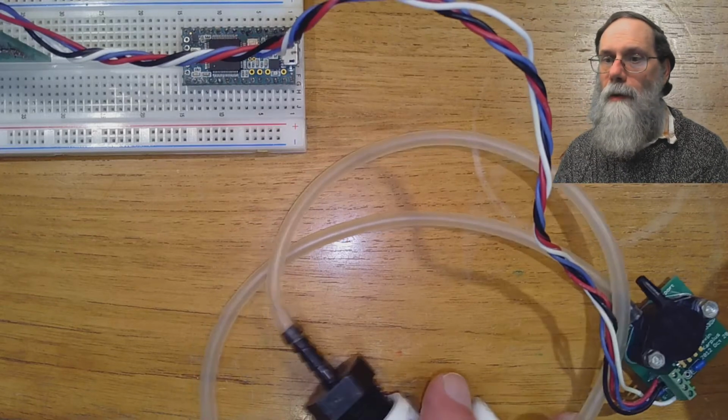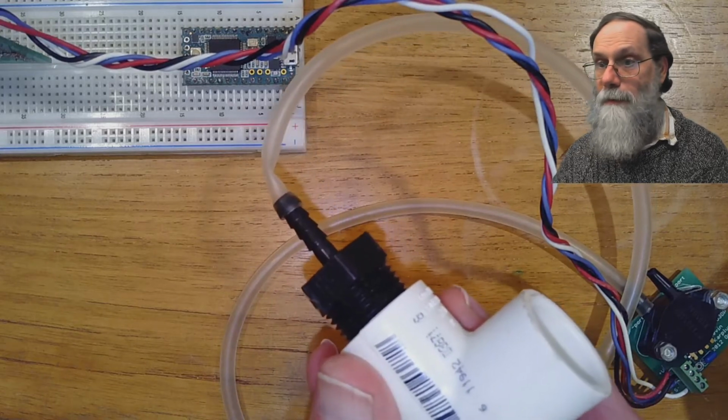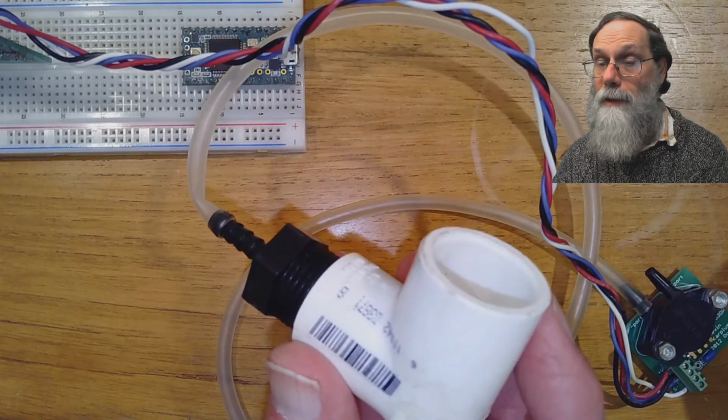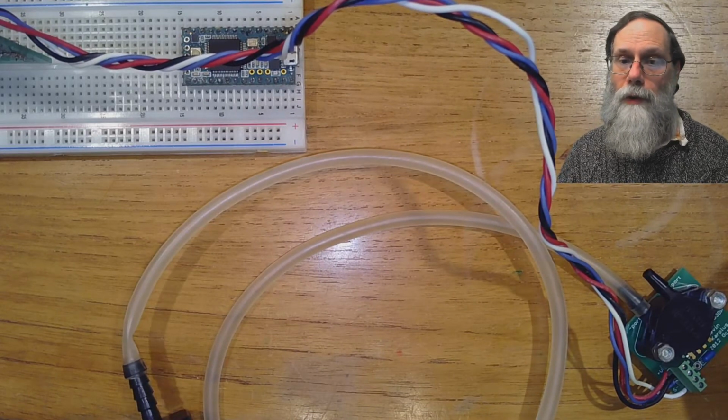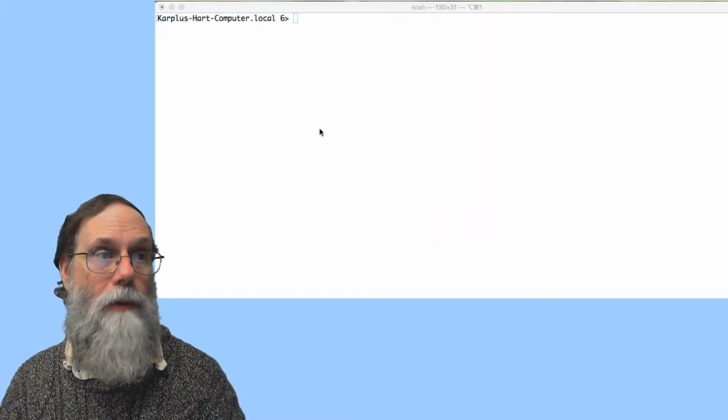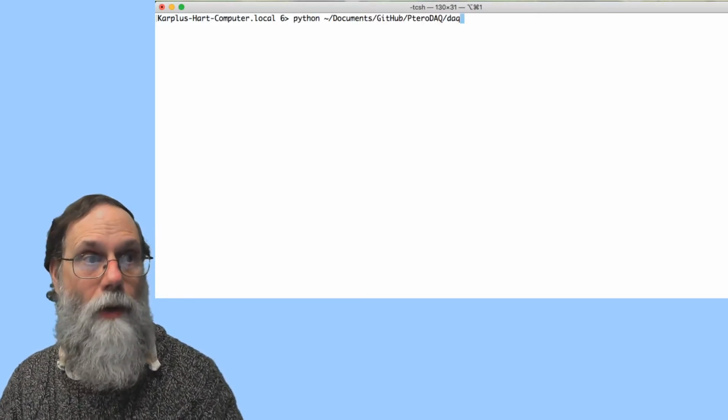Okay, so what I want to do now is use this mouthpiece and try and record the signal. So let's go over to a terminal window and run Teradac.